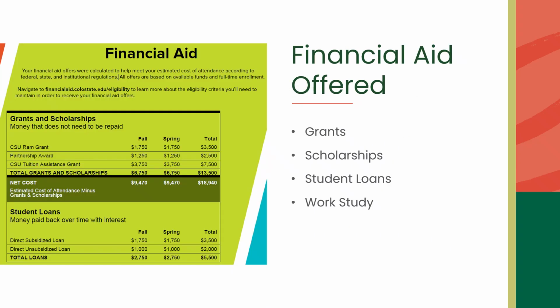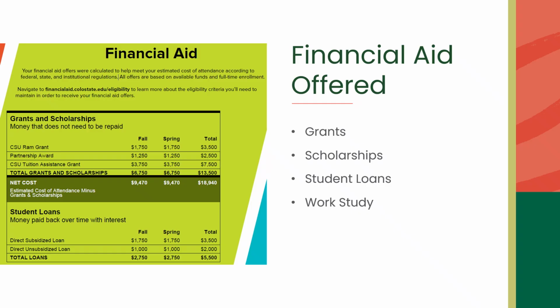The next component of the financial aid offer lists the financial aid the student has qualified for based on the FAFSA or CASFA completed. Furthermore, the financial aid is separated between financial aid that does not need to be repaid and then financial aid that does need to be paid back over time with interest. In this example, the student has qualified for grants and scholarships, which do not need to be repaid. Similar to the bill, the amounts are listed for the fall and spring semester and then the year as a whole. This student's total grants and scholarships for the year are $13,500.